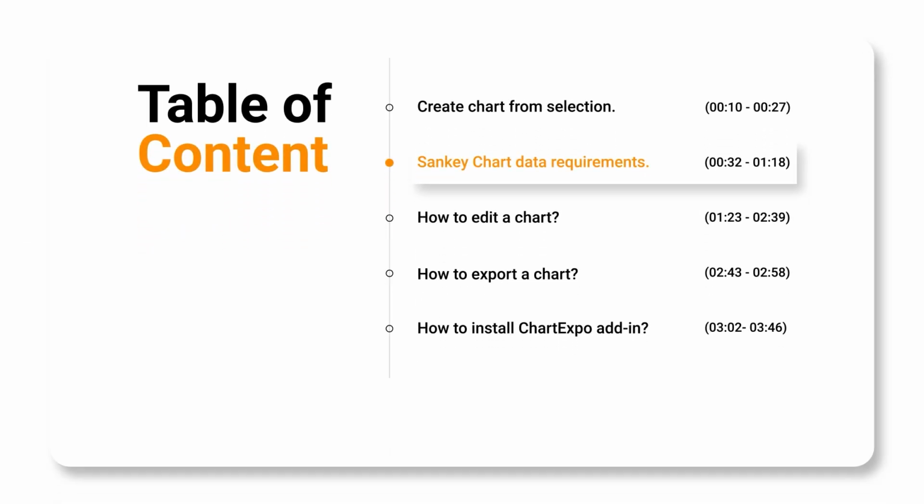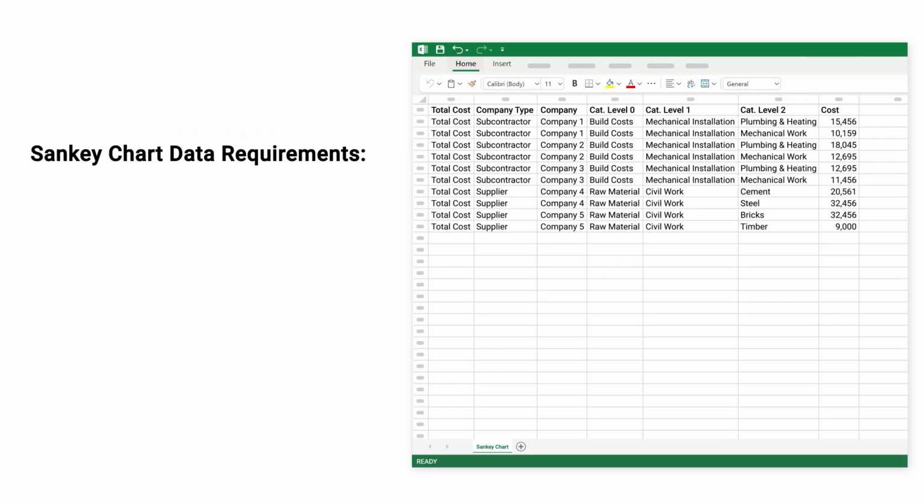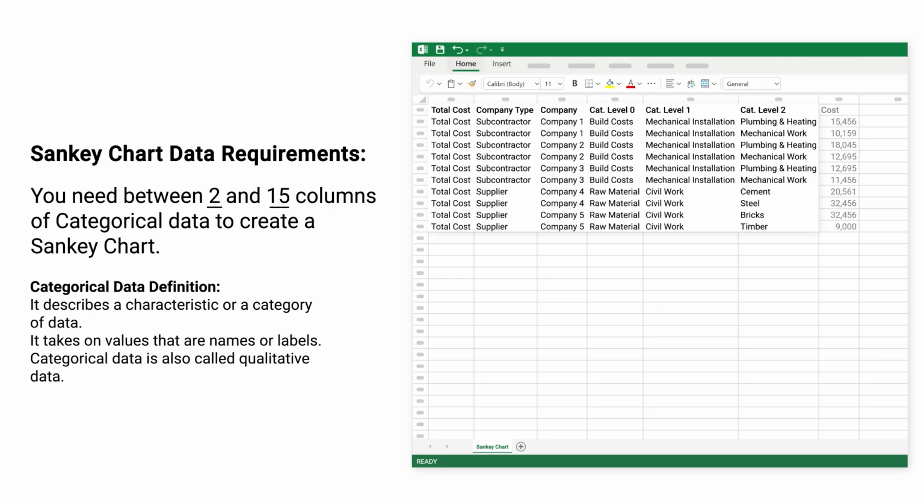Sankey chart data requirements. You need between 2 and 15 columns of categorical data to create a Sankey chart. Categorical data definition: it describes a characteristic or a category of data. It takes on values that are names or labels. Categorical data is also called qualitative data.